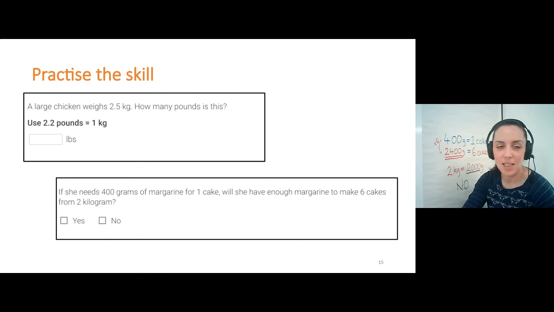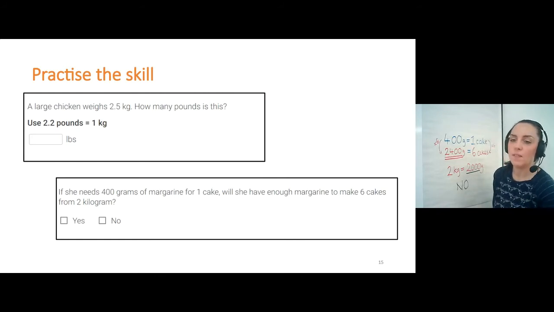Well done. Did everybody see that? That's a slightly different way of reading a question like this, but the rule is there. You've just got to be able to see it sometimes. As I said, the question on the top gave you the rule: 2.2 pounds is equal to 1 kilogram. But the next question didn't, but the rule is in there. You just got to see it.